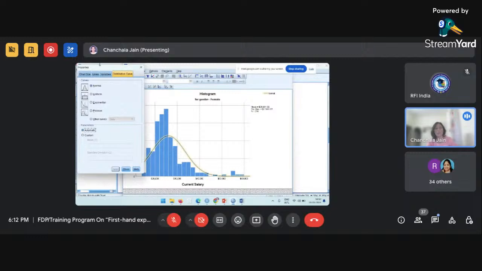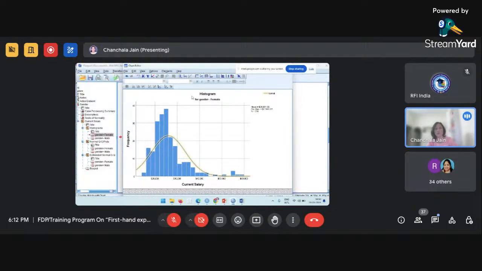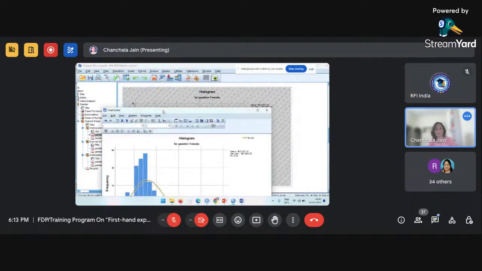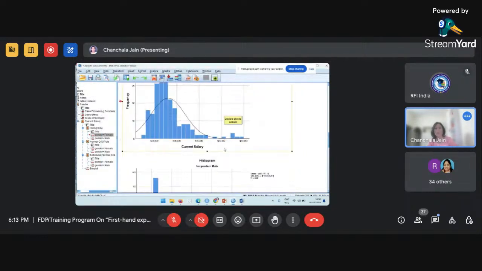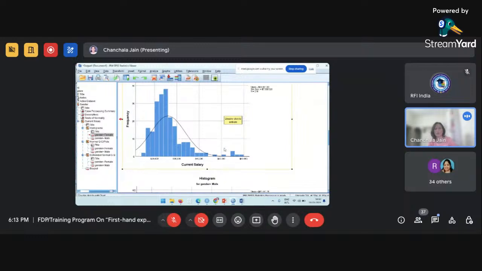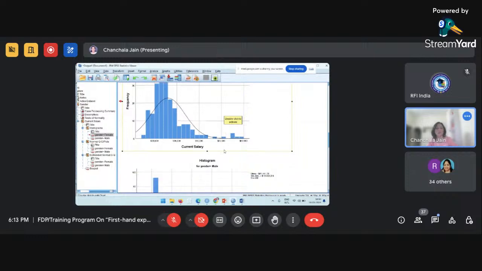So one more box is opening. You need to only close it. You need to close your chart editor as well. And once you close it, you would be able to see that this particular bell-shaped curve is showing that your right tail is greater than your left tail, right? So that way your data is positively skewed data.